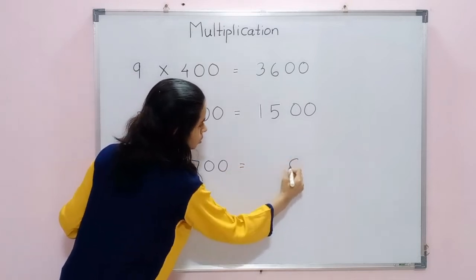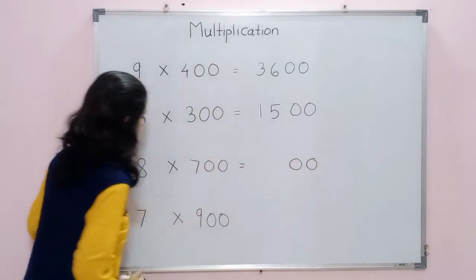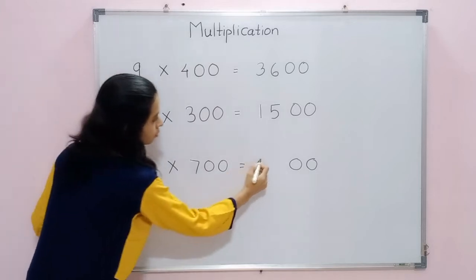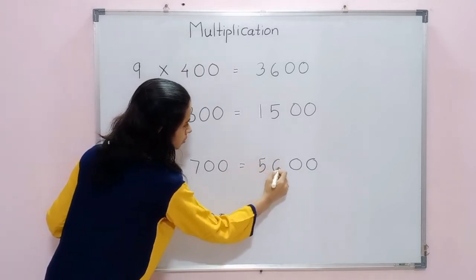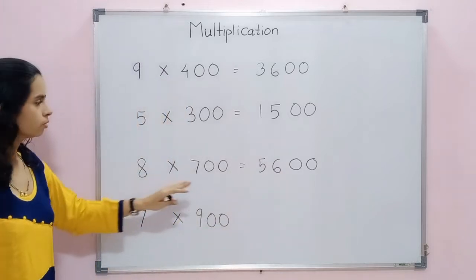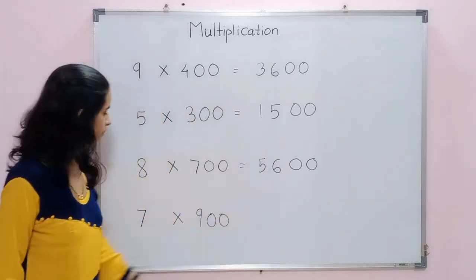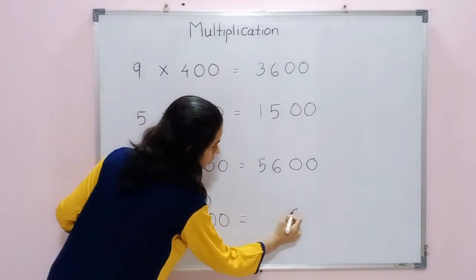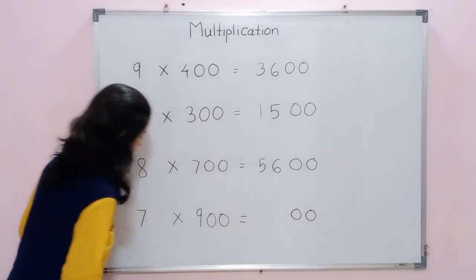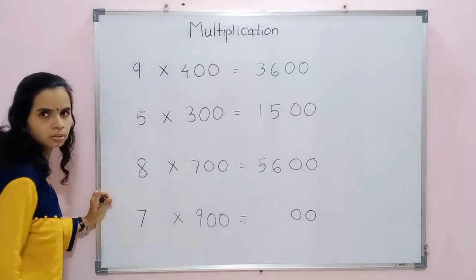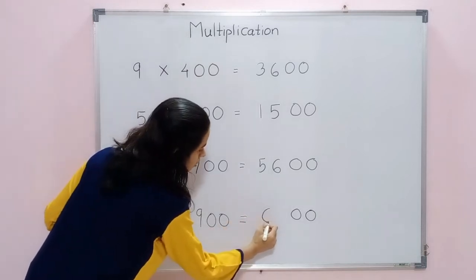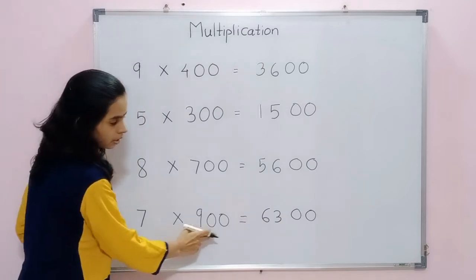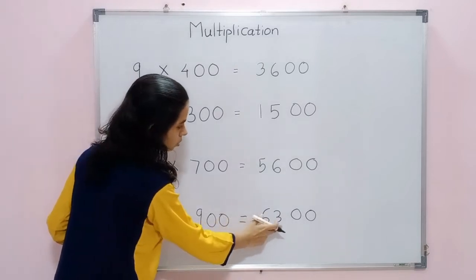Put these two zeros as it is and 8 multiplied by 7 we will get 56. So our answer will be 5600. In this example, we will put these zeros as it is and 7 9s are 63. So 7 multiplied by 900 is equal to 6300.